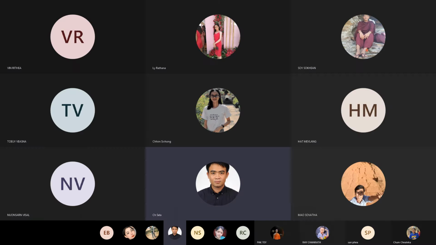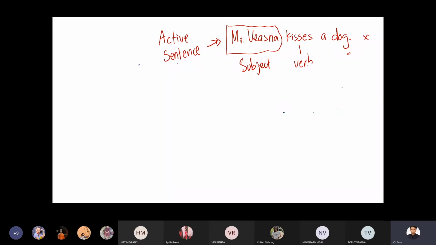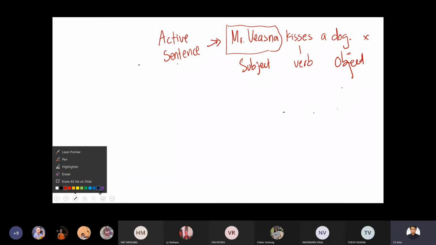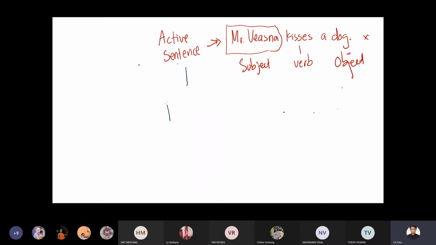Verb, this one we call verb, and this one we call object. All right? This one is an active sentence. Now, today our lesson will be about the passive sentence. So the passive sentence and the active sentence are actually similar.